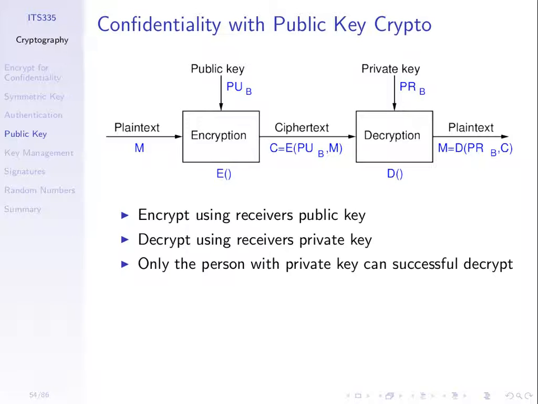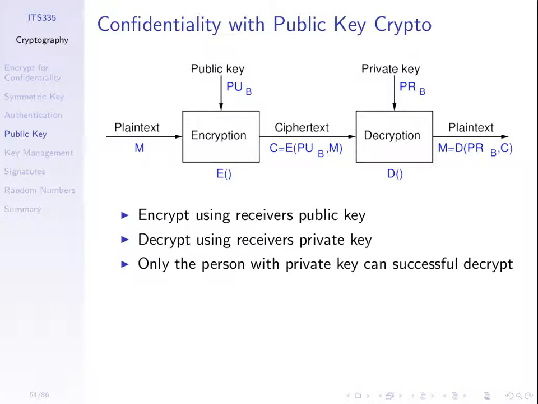Any questions on confidentiality with public key encryption? Who can send a message to B? Anyone can send a message to B, because they just need to use the public key of B. Right? And that's public. The malicious user knows the public key of B, so they could create a message and send it to B, but no one can decrypt that message except for B. And the sender, of course, knows the message, they created it.